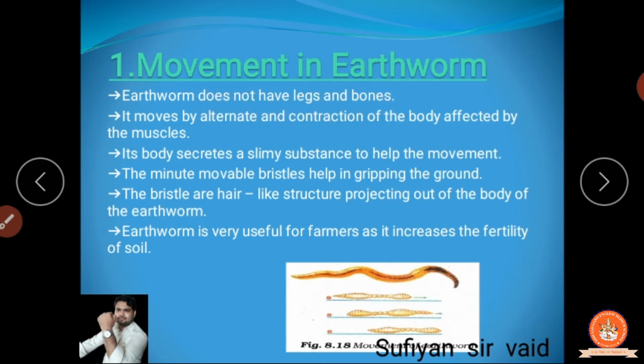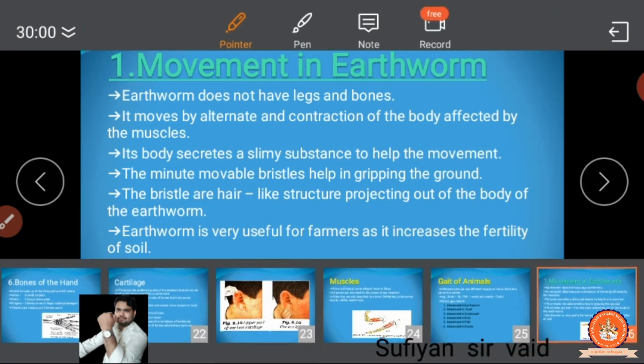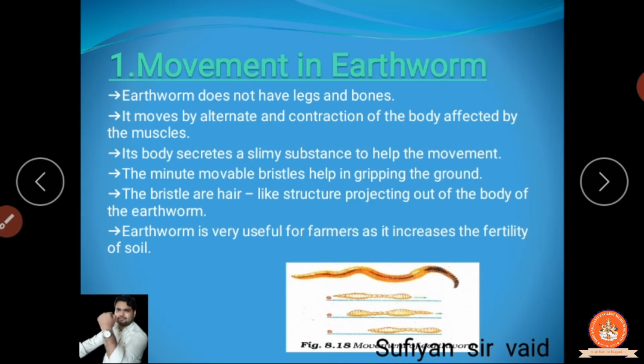If you are a small child, and if you have seen the earthworm, some children play with the earthworm by cutting or by touching. It is very soft. Clear? So they don't have legs, or even bones. It moves by alternate contraction and relaxation of the body, affected by the muscles. How do they move? Okay, you can see it picture by picture.